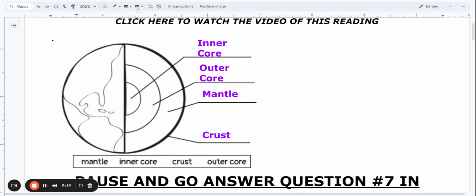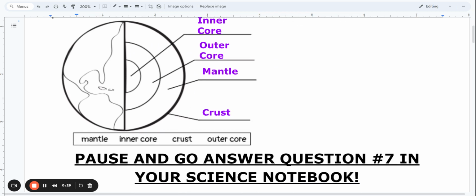Here we have our diagram of the Earth labeled with our 4 sections. So we have the inner core, then the outer core, then the mantle, and finally the crust. Notice the crust is the thinnest part. With that, you can go ahead and answer question number 7 in your science notebook.